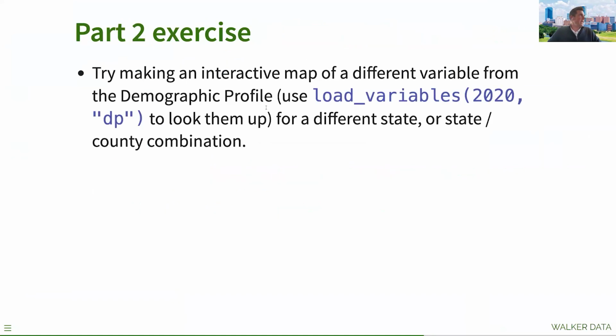So that takes us to the end of the second hour. I want to talk through a couple questions as we close out the hour before we break. And then I'll also have some exercises up here on the board. So if you wanted to get started with some exercises, feel free. Try making an interactive map of a different variable from the demographic profile. So use load variables 2020 and then DP in quotes to look them up. Try for a different state. Again, if you wanted to take a look at where are the retirement communities in Florida, give that a shot.